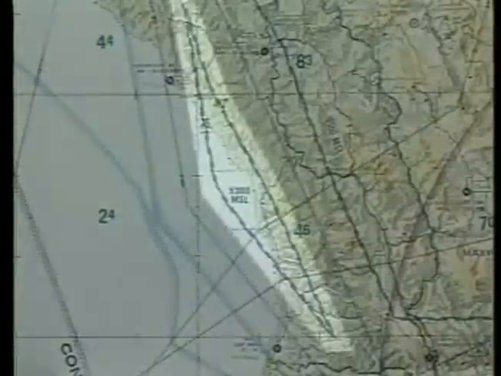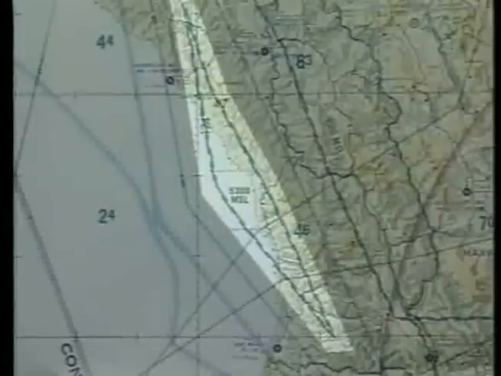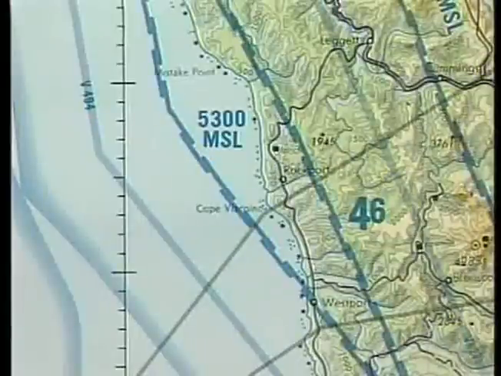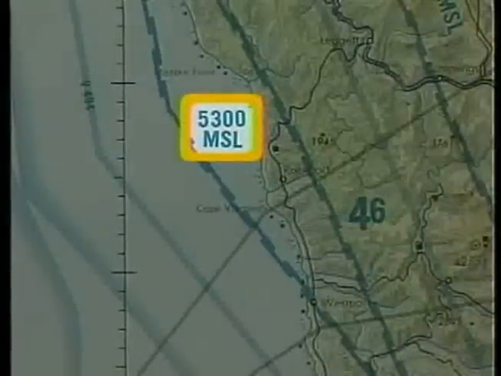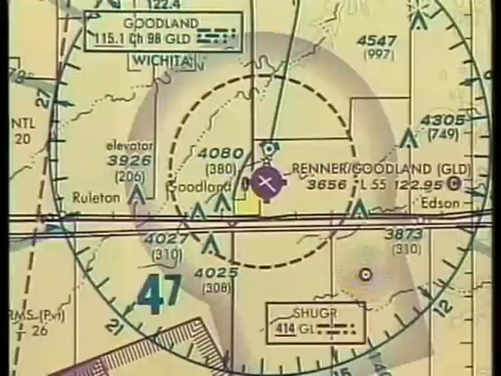In some areas, the floor of Class E airspace may begin at altitudes other than 700 or 1,200 feet above the ground. These areas are indicated by overlapping blue lines. The floor of Class E airspace is depicted next to the line. In this example, the floor begins at 5,300 feet MSL. At some airports, dashed magenta lines indicate that Class E airspace begins at the surface.